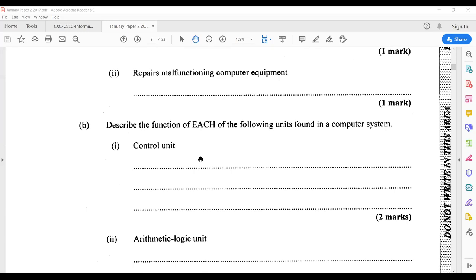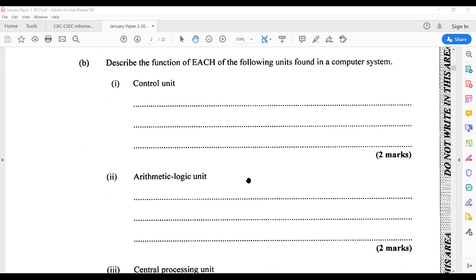Describe the function of each of the following units found in a computer system. So what is the function, or how would you describe the function of the control unit? So the control unit directs the flow of data to the CPU. Right, exactly. So the control unit carries out instructions in the software and directs the flow of data through the computer, right? So that's applicable. Okay, what about the arithmetic logic unit? Now, this particular component performs calculations and logic operations. Okay, that's the answer for this one.